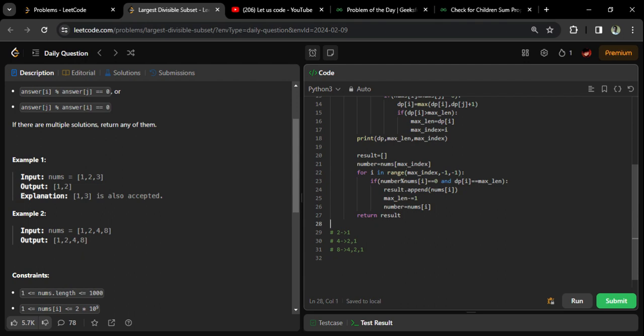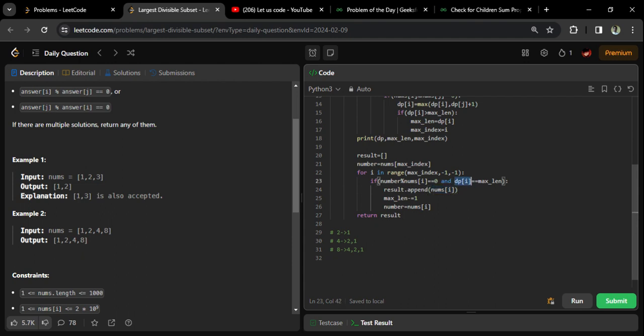Then what I'm doing, I'm just checking if the number, which is this number. Okay, remember, this is the biggest number in our probable answer set. So if it is divided by nums of I, what is I? This I. If it is divided by nums of I in a proper way, and the dp of I, that is the max length ending at that particular index, is equal to max length, in that case, append that particular number to my answer set.